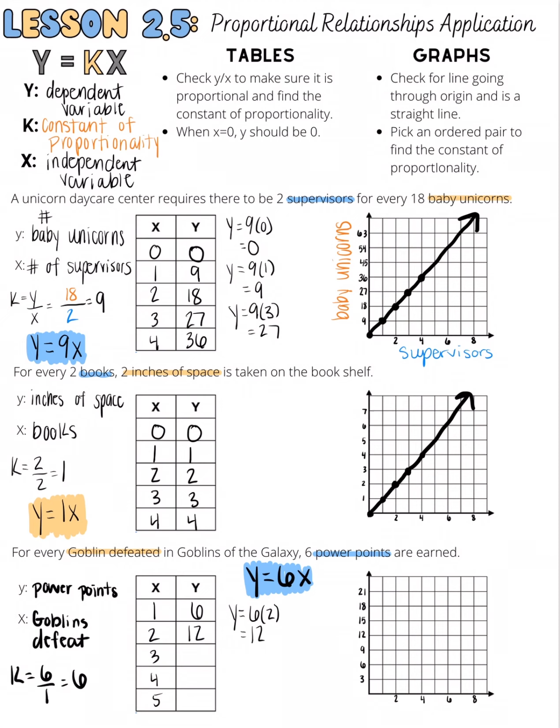Woo! Okay, if I kill 3 goblins, that means I get 18, right? And then 4 would be 24, and then 5 would be 30. Okay, so now we can graph, but we need to make sure that we label our graph. So our x is goblins defeated. And our y values are the power points.